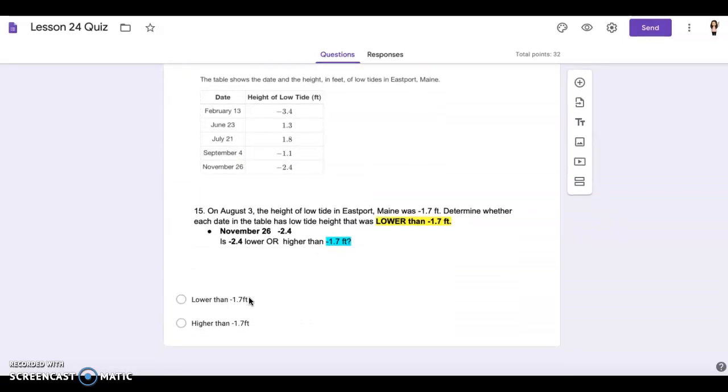And number 15. On August 3rd, the height of low tide in Eastport, Maine was -1.7 feet. Determine whether each date in the table has low tide height that was lower than -1.7 feet. We're looking at November 26th, -2.4. Is -2.4 lower or higher than -1.7 feet?